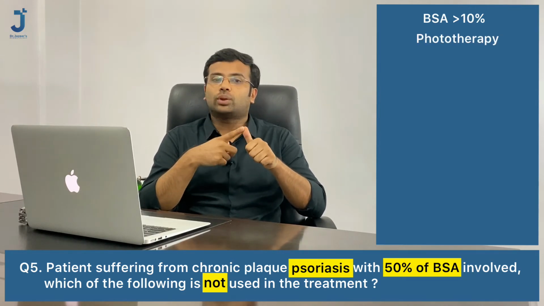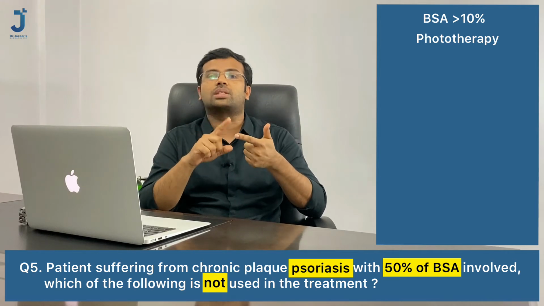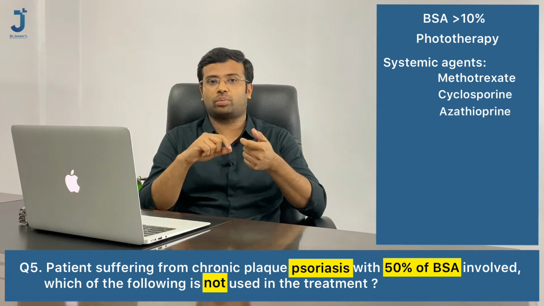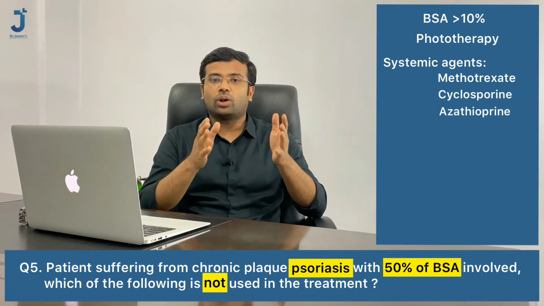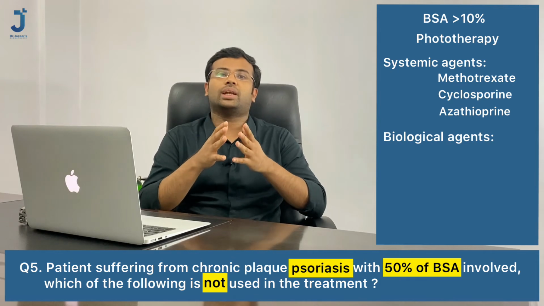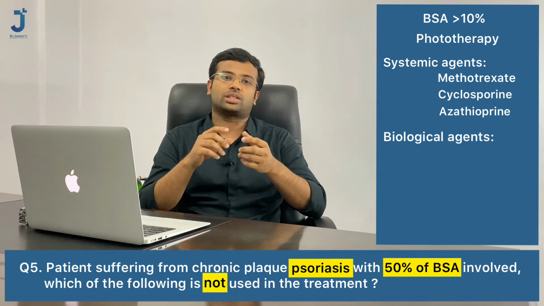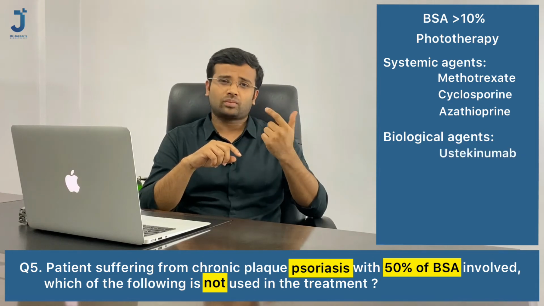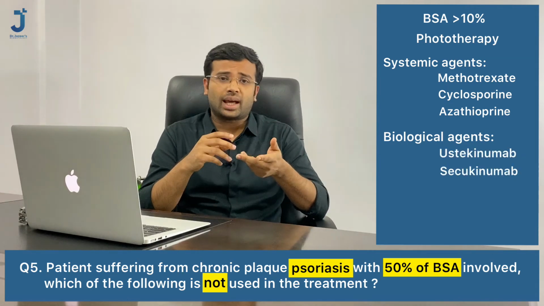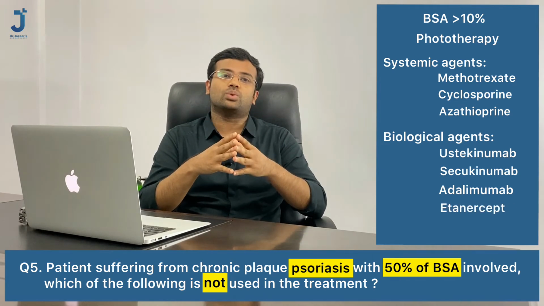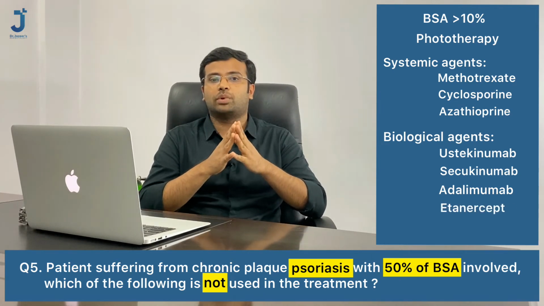Now, when more than 10% body surface area is involved in psoriasis, we would go for some phototherapy, and if phototherapy does not work, we will go for some systemic agents like methotrexate, cyclosporin, azathioprine, etc. And once all these fail, we will go to the biological agents. These biological agents involve TNF alpha inhibitors, ustekinumab, secukinumab, adalimumab, etanercept. All these are used as biological agents in the treatment of psoriasis.